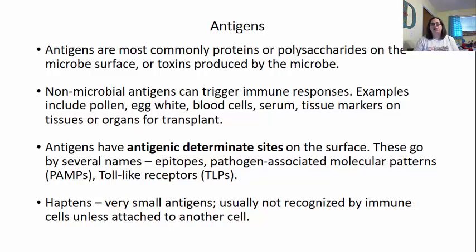Antigens have what we call an antigenic determination site on their surface. These can go by several names. They could be called epitopes. We also see pathogen-associated molecular patterns, or PAMPs, toll-like receptors, TLRs. There's lots of different things that we can end up calling these, but the main thing is that they are a site on the surface that causes them to be foreign, that your immune system notices that it does not belong. Haptens are very small antigens.